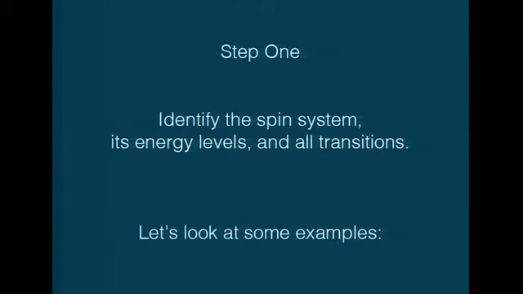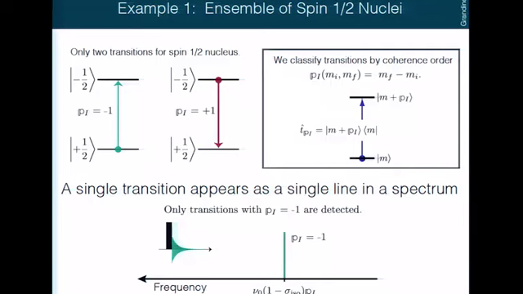Okay, so for the students out there, anytime you sit down in front of the spectrometer, you really have simple tasks in front of you. First, you need to think, what is the spin system that I'm going to be exciting? What are its energy levels? And what are all the possible transitions that I can excite? Just try to get those straight first. So I'm going to walk through some very, very simple examples for you.